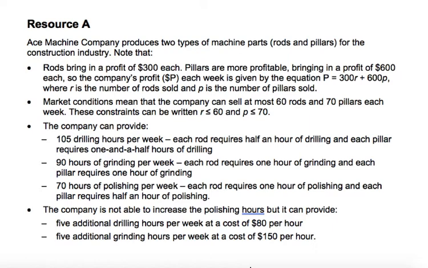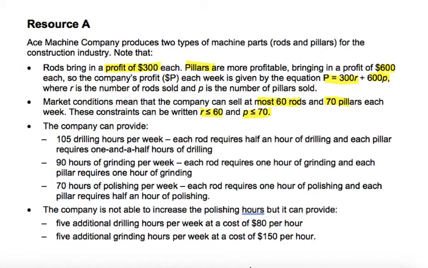We've got the rods bring in a profit of 300. So we have a profit equation, 300, and the pillars bring in a profit of $600. So I'll put that as X and Y. The market conditions mean the company can sell at most 60 rods. So there we go. We have X is less than or equal to 60 and the pillars 70.